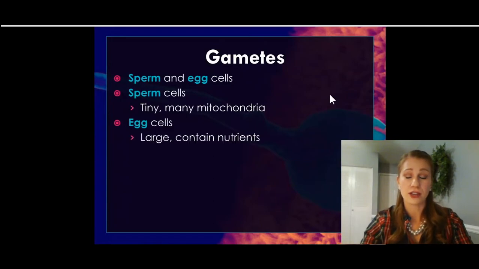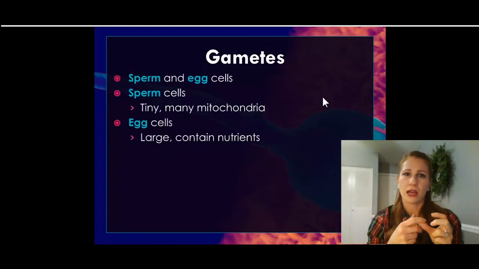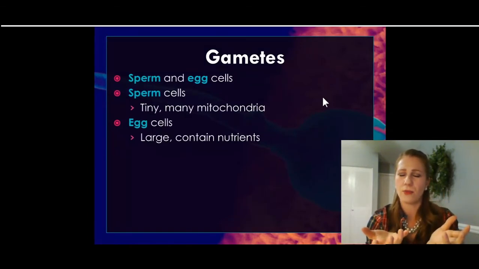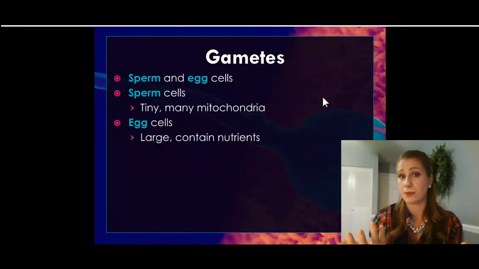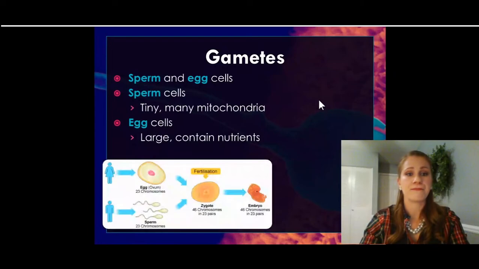Egg cells, in contrast, are very large, and they have lots of nutrients. Once a sperm meets an egg, that egg is going to have to survive kind of on its own for a while before it's going to get nutrients from the mom's body. So it needs to have nutrients inside the egg itself to help that zygote, or single-celled cell, survive.